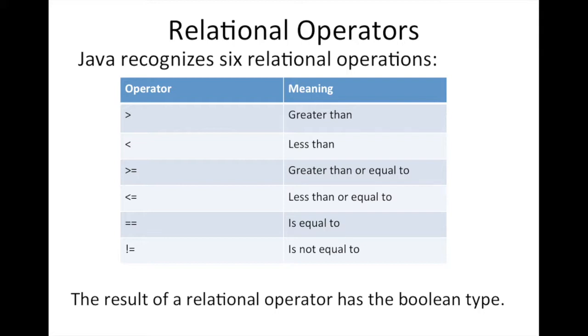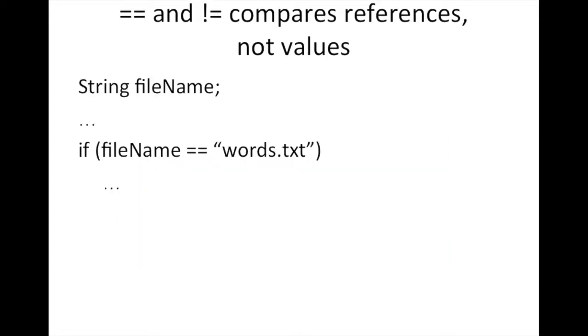In Java, there are 6 relational operators: greater than, less than, greater than or equal to, less than or equal to, is equal to, and is not equal to. The result of a relational operator has the Boolean type. If you apply equal and not equal operators to objects, then instead of comparing the values of two objects, you will be comparing two references to them, that is, their addresses. This is a potential source of bugs.